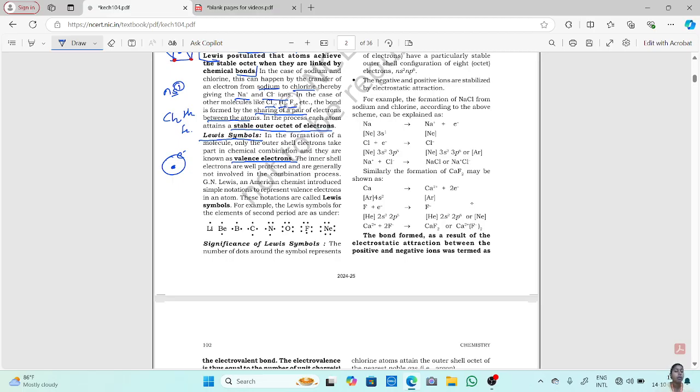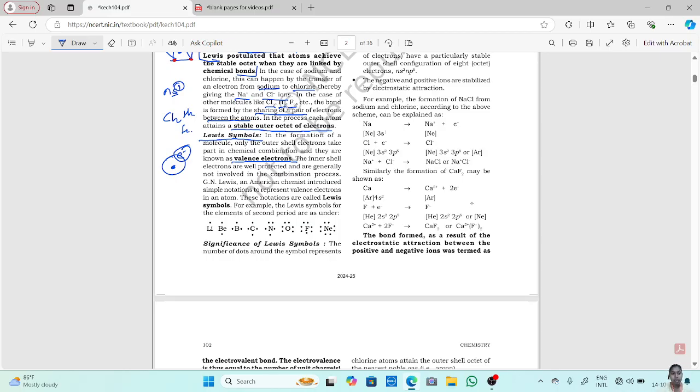The nucleus holds them tightly towards itself, and it is difficult to remove those electrons, whereas the ones present on the outer shell have less shielding from the nucleus, which makes it easy to remove an electron from the outer shell. So basically, the electrons present on the valence shell, or the outer shell, are the ones involved in bond formation or combination. Inner shells don't take part in that.